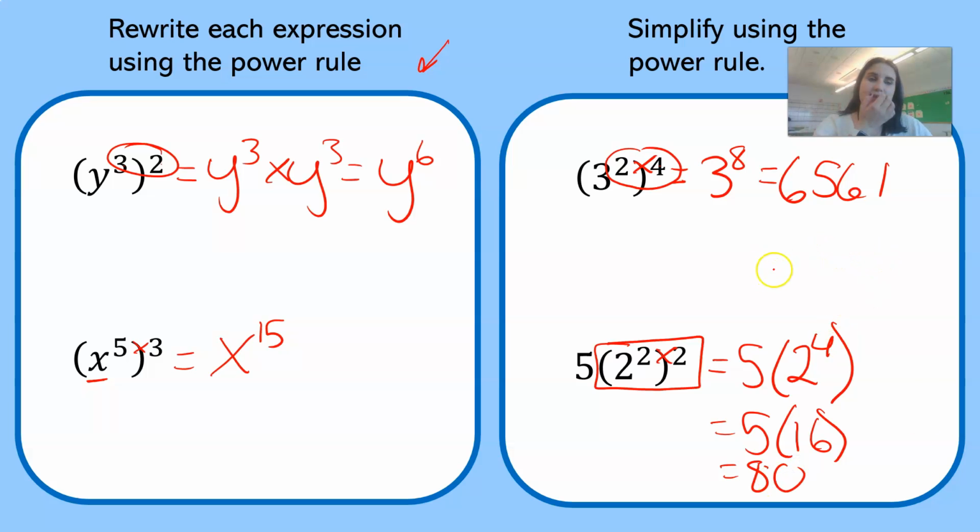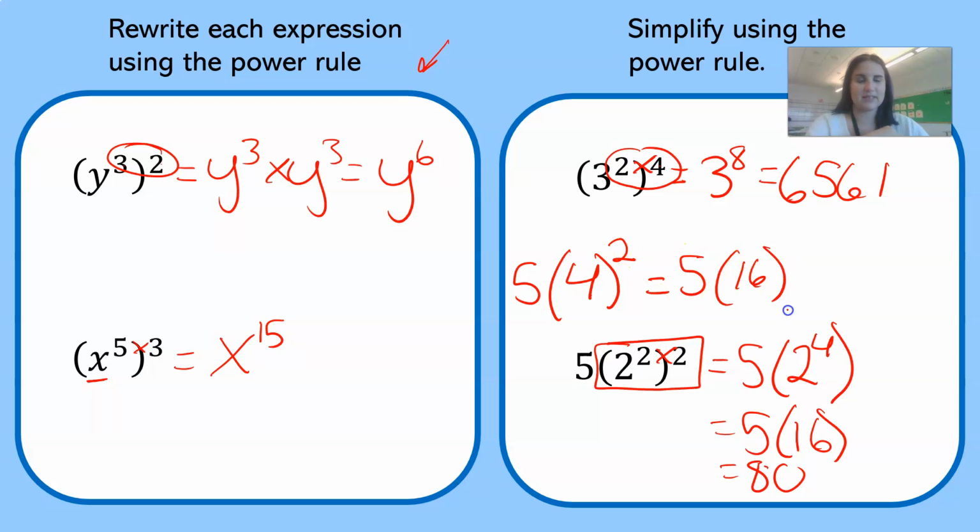Another way to think about this is just using order of operations. So I keep the 5, use the parentheses first. So 2 squared is 4, and then squared. So then I could have done 4 squared is 16, and then kept the 5 and did 5 times 16. So kind of 2 ways to do it.